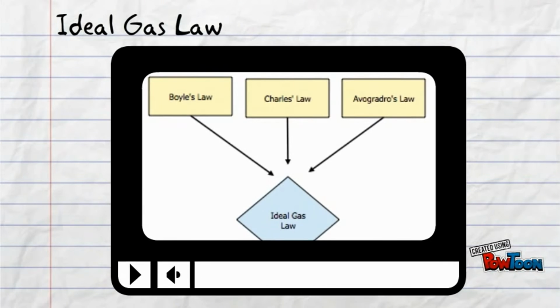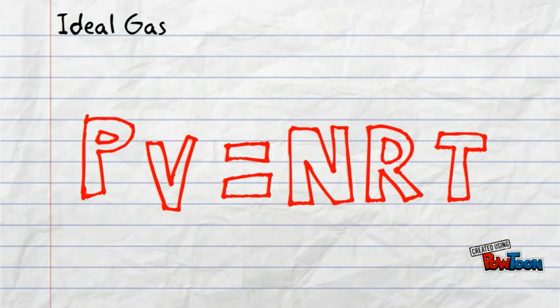The last law is the ideal gas law. The ideal gas law is an equation for a hypothetical ideal gas. This law helps to show that all relations between four factors can be combined into one massive equation. In an equation, this will show as PV equals nRT.